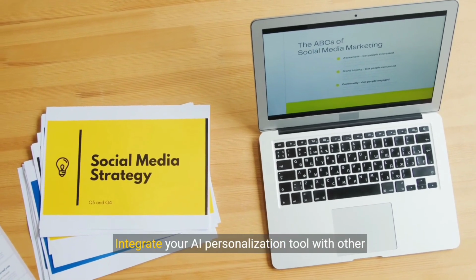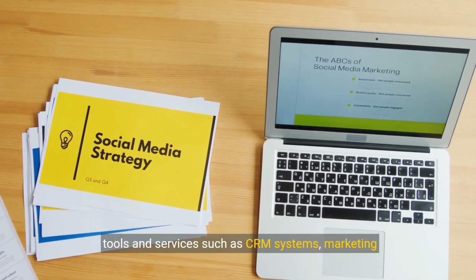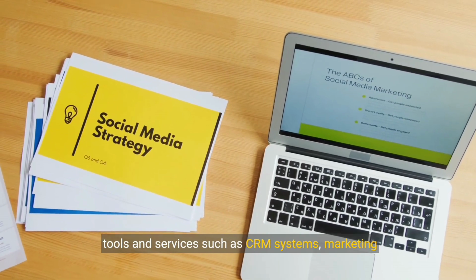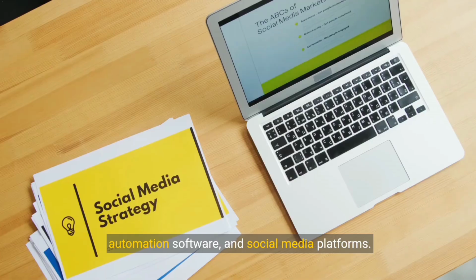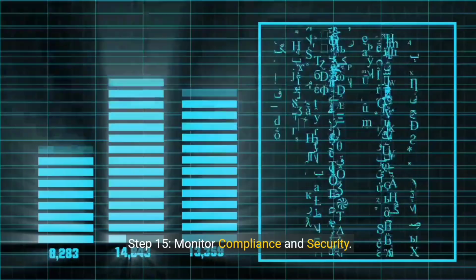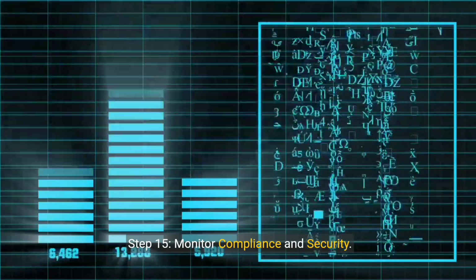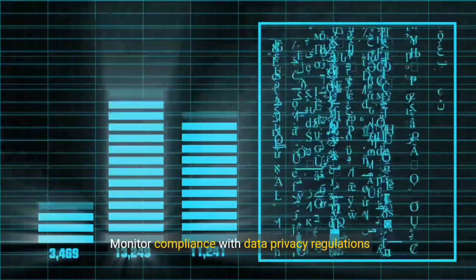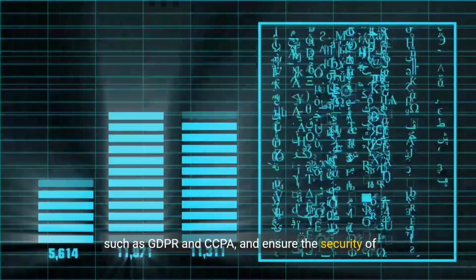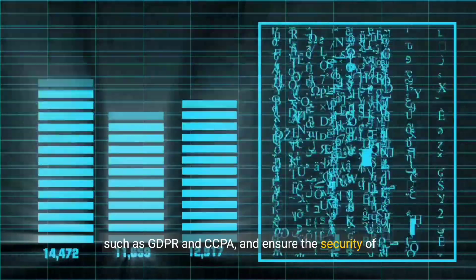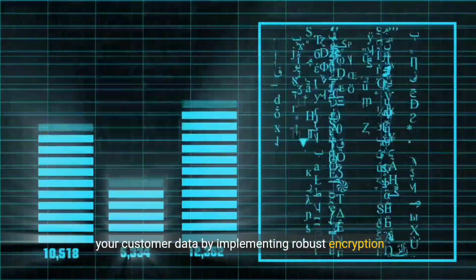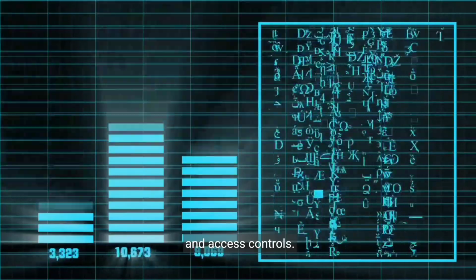Step 14. Integrate with other tools and services. Integrate your AI personalization tool with other tools and services such as CRM systems, marketing automation software, and social media platforms. Step 15. Monitor compliance and security. Monitor compliance with data privacy regulations such as GDPR and CCPA, and ensure the security of your customer data by implementing robust encryption and access controls.